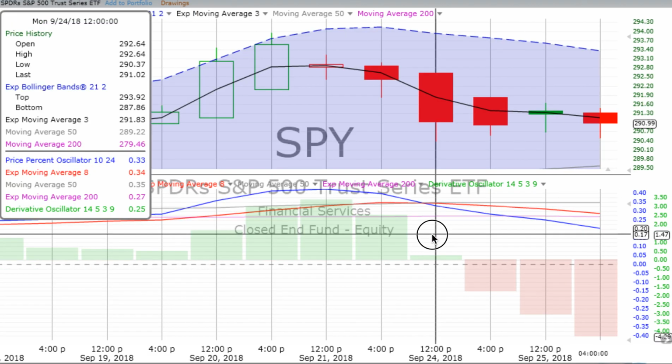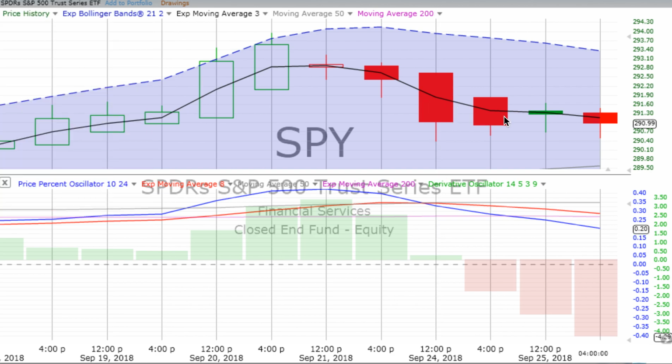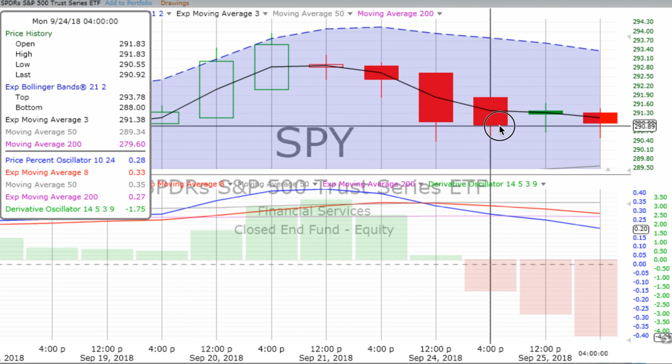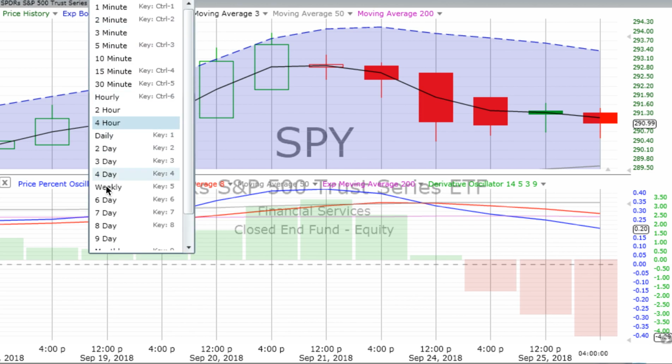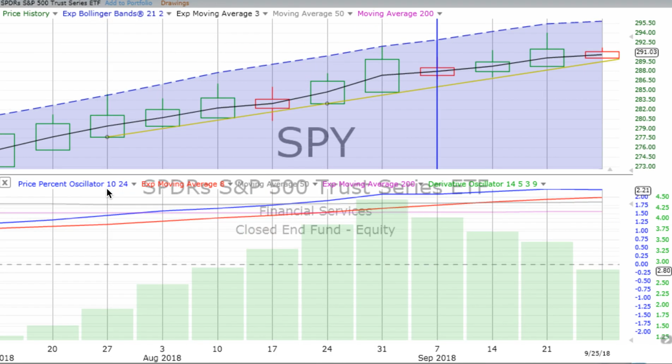4-hour chart, of course, crossed over going down in the morning on Monday the 24th, and maybe that's bottoming out somewhere right now. We'll just continue to watch and see. Derivative oscillator gaining momentum, price percent oscillator heading down. That's where we are on the S&P 500. We don't have a trade yet. We're waiting for the 2-day and the weekly to move in the same direction so we can jump into something.